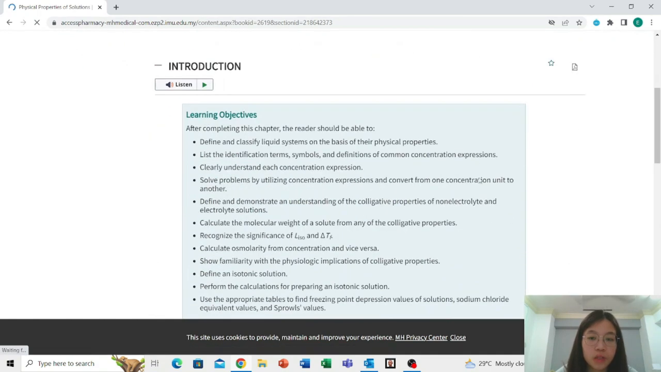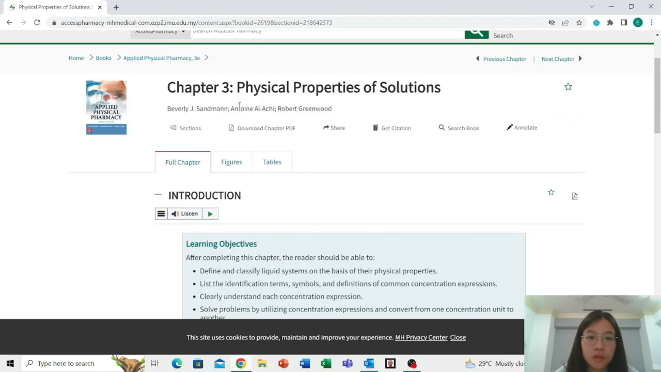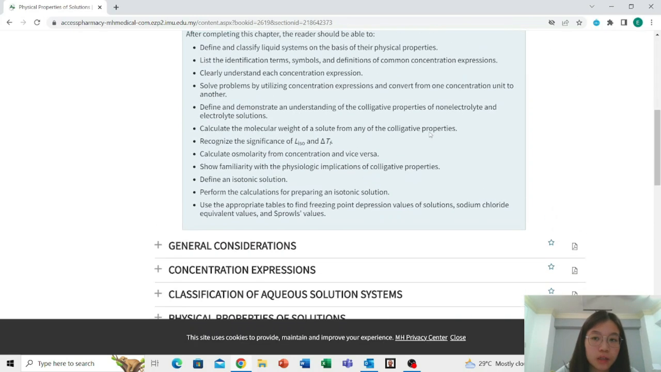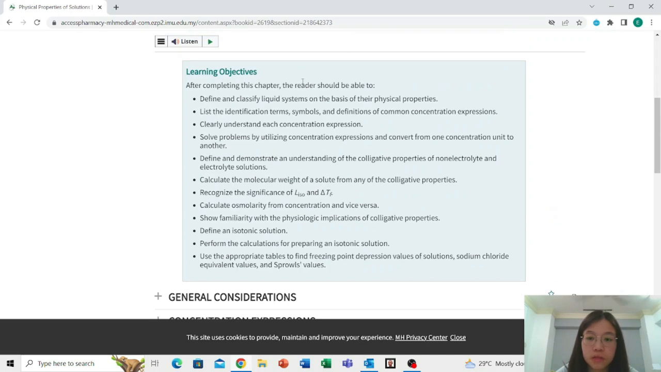It will show these learning objectives. So when I want to read this chapter, this is what I should expect after reading it. I should understand this, and this is what I learned from this chapter. So these learning objectives allow you to do a self-check on how well you understand the topic.